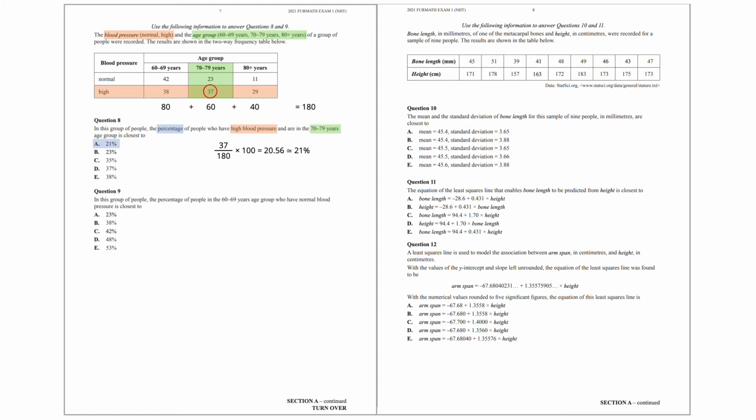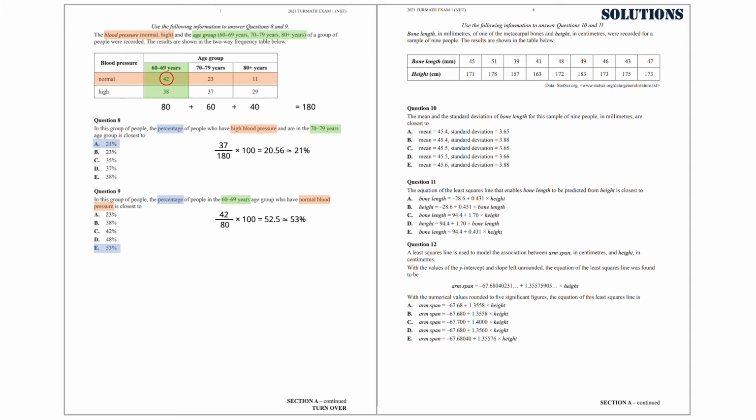In question 9, we are asked to determine the percentage of people in the 60 to 69 years age group who have normal blood pressure. For this, we are going to look at the first row for normal blood pressure and the first column, 60 to 69 years of age. At the intersection of these two, we have 42 people out of 80, because it says the percentage of people in the 60 to 69 years age. We multiply this by 100 and that is approximately 53%. So the answer we are after is option E.